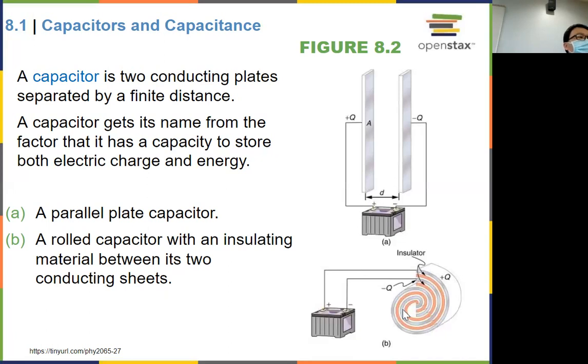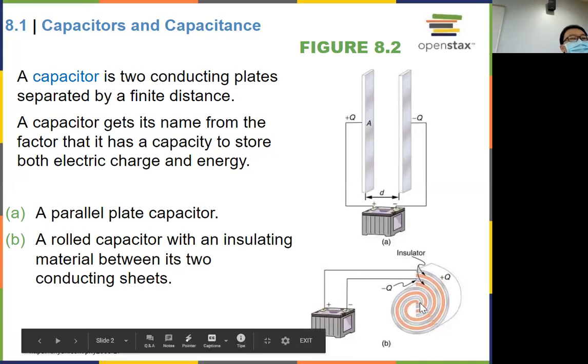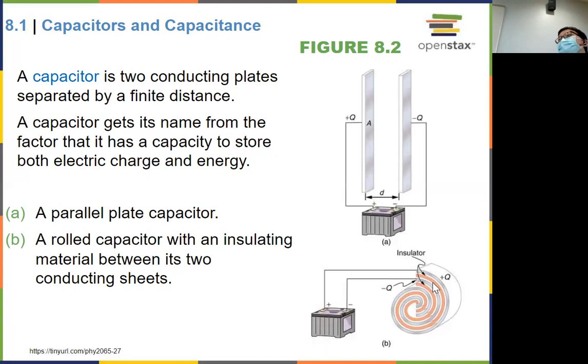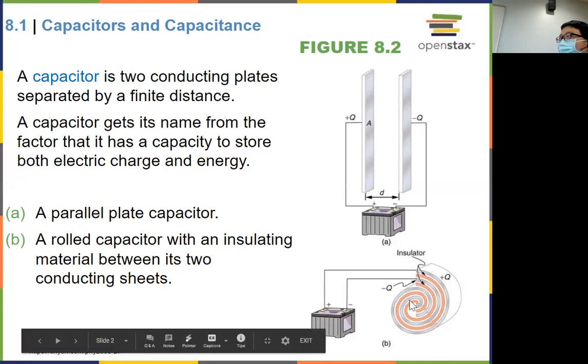A capacitor could also be, and this is a cross-sectional view of it, two sheets of metal separated by an insulator, and then you can roll the two sheets together into a cylinder. This is a cross-sectional view of the cylinder. Then it's a capacitor as well, and you can also charge the capacitor with a power supply or battery like that.